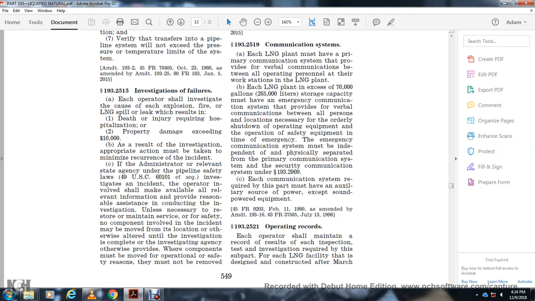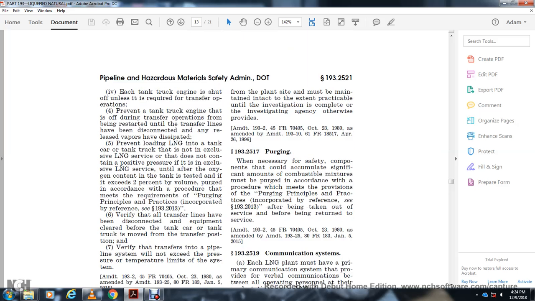Operators involved shall make available the relevant information and provide reasonable assistance in conducting the investigation. Necessary for the restoration of maintenance services, components involved in the incident may be moved to another location or otherwise altered with the investigating agency's approval; otherwise, where components must be moved for operational safety reasons, they may not be removed from the plant site. They must be maintained intact to the extent practical until the investigation is complete.